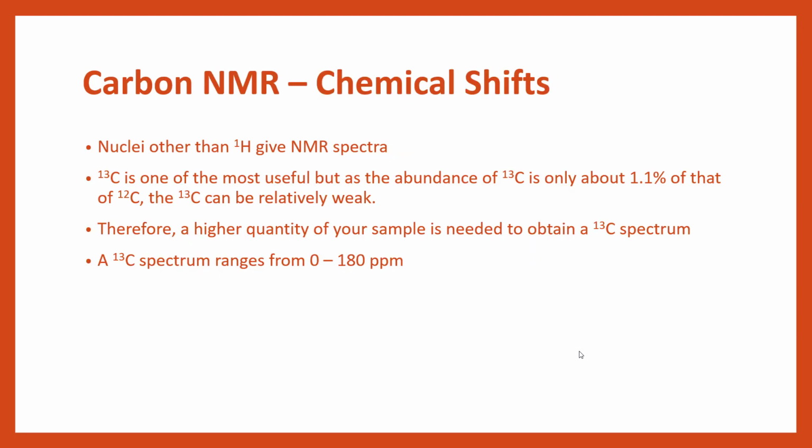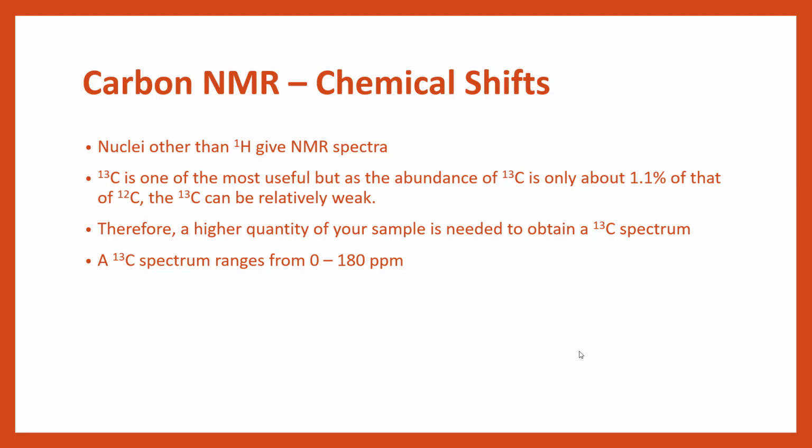We talked about proton NMR, but we can also have carbon NMR. The isotope of interest is the carbon-13 isotope. However, the abundance of carbon-13 is only about 1.1% of that of the regular carbon-12. Therefore, the carbon-13 signal can be very weak. So for this reason we typically have to use a larger amount of our samples if we want to get a carbon-13 spectrum, okay?